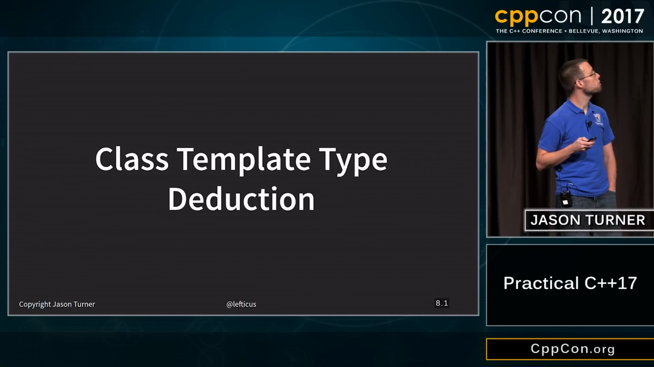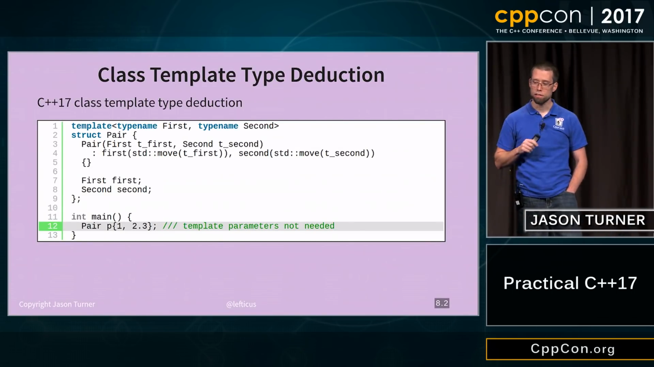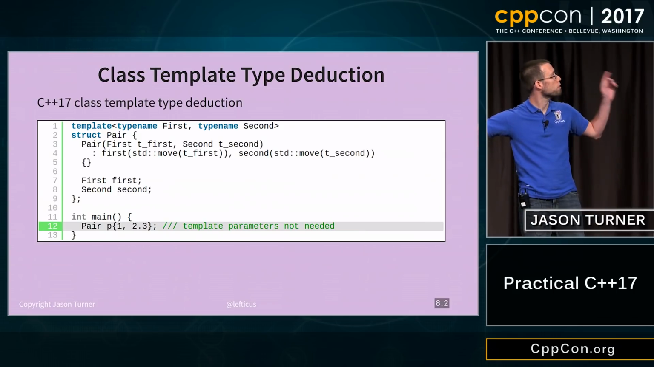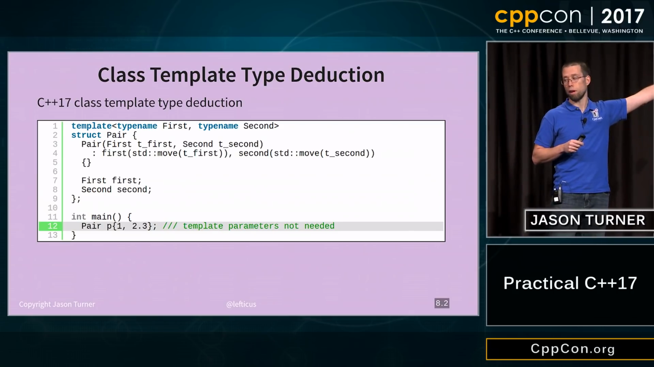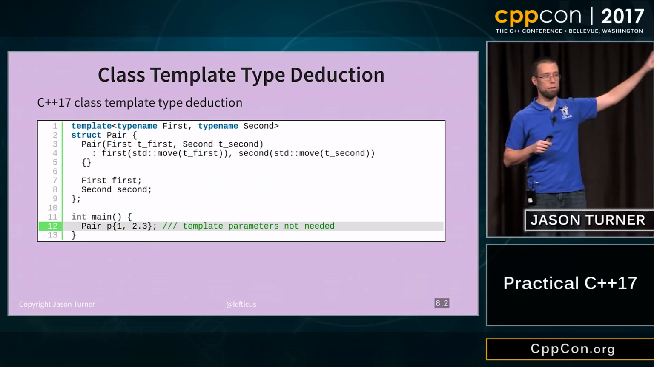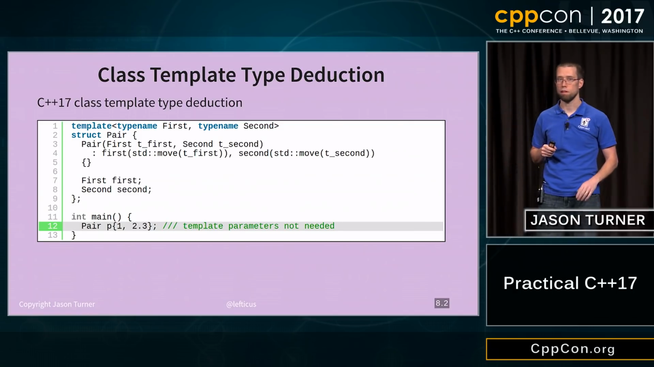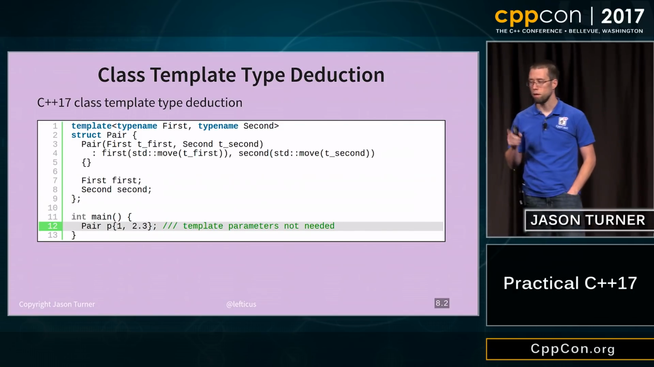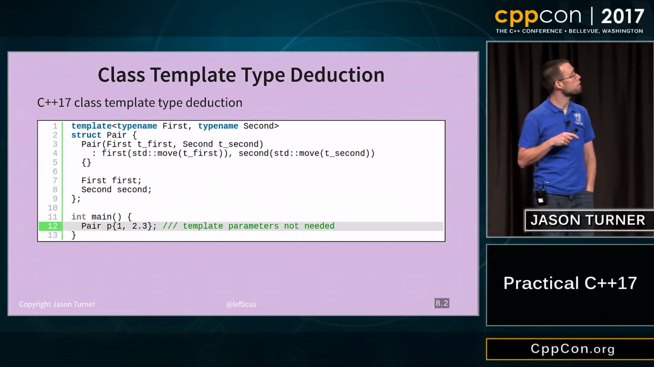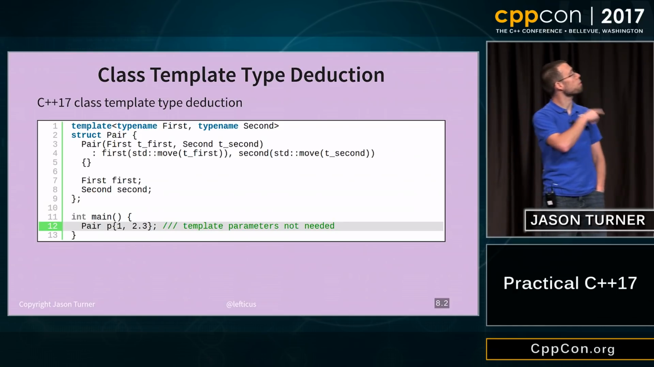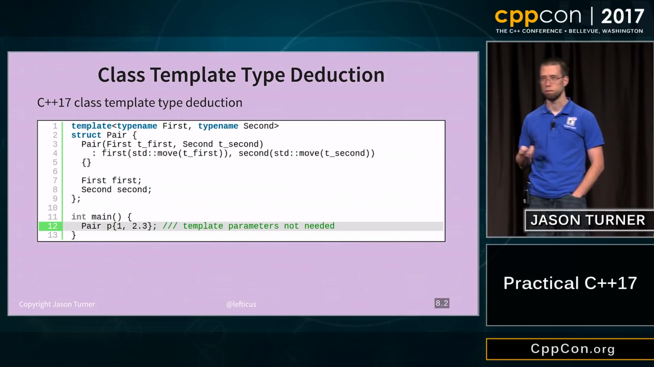So class template type deduction. Sorry. This is the gist of it now in C++17. If we want to use a class template, we don't necessarily have to specify the template parameters. So in C++11 and 14 land, we would need to say that this is a pair of int and double. In C++17 land, this gets automatically deduced for us based on the types that are passed to the constructor that was chosen. So in this case, it's able to see that we're taking our first and second by copy in our pair's constructor, and it's able to deduce that we want an int and a double pair.